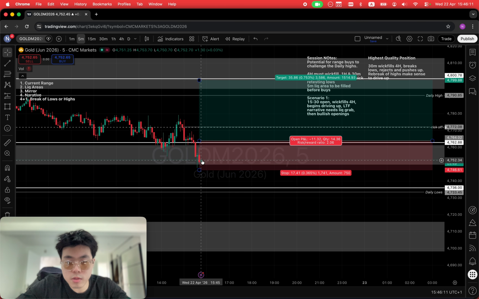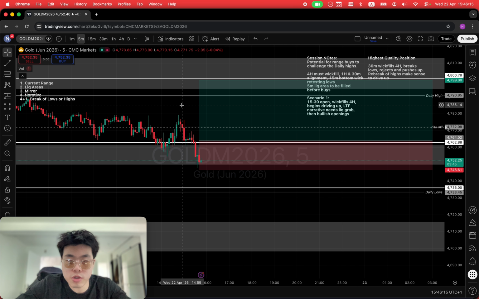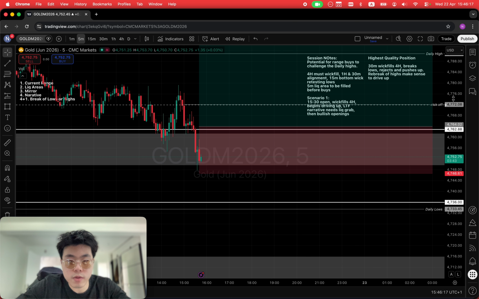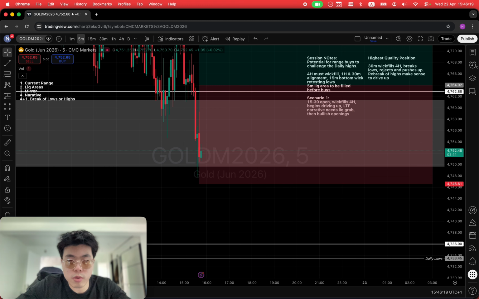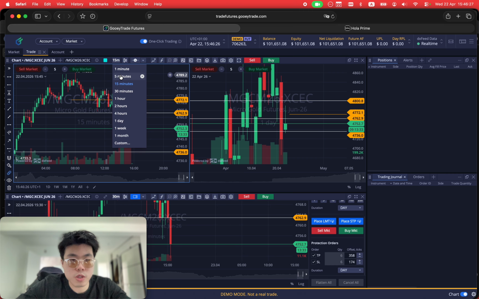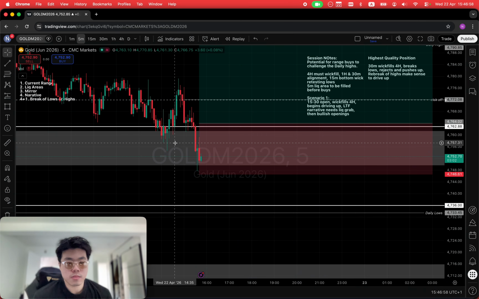Because this still looks to me like if you do have good structure, yes, price can push up, but you don't have that rebreak of the low. You don't have a previous break of the low on the 5. So I can't take it on this current 5.